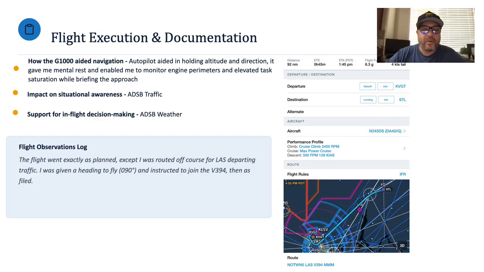All I had to do was go into menu, activate leg 394, and then the G1000 sequenced me directly on and gave me navigational guidance directly to that 394 Victor Airway, and then as filed. So that was pretty easy to make that adjustment on the fly with the G1000.